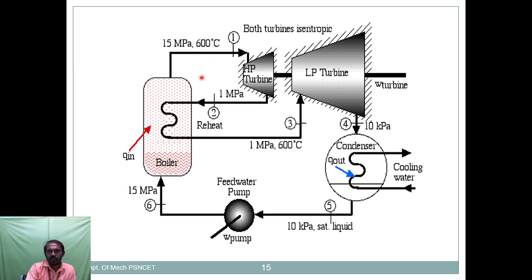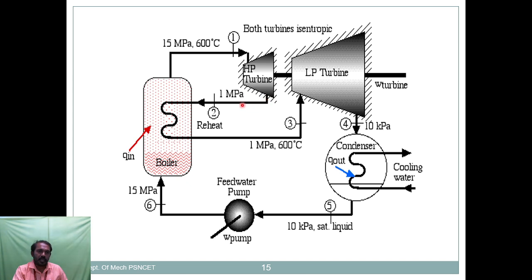So this pressure and temperature of steam goes to the high pressure turbine. The turbine rotates the shaft. After the steam is released from the high pressure turbine, the pressure decreases. Look at that: the inlet pressure is 15 megapascal, but the outlet pressure is 1 megapascal.